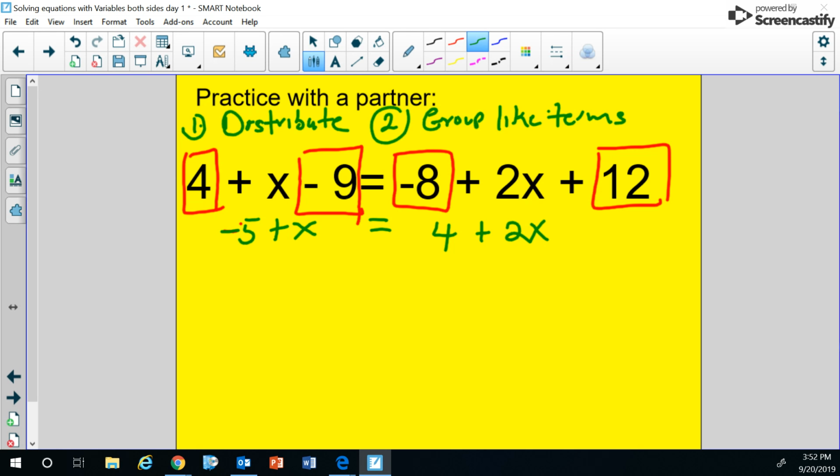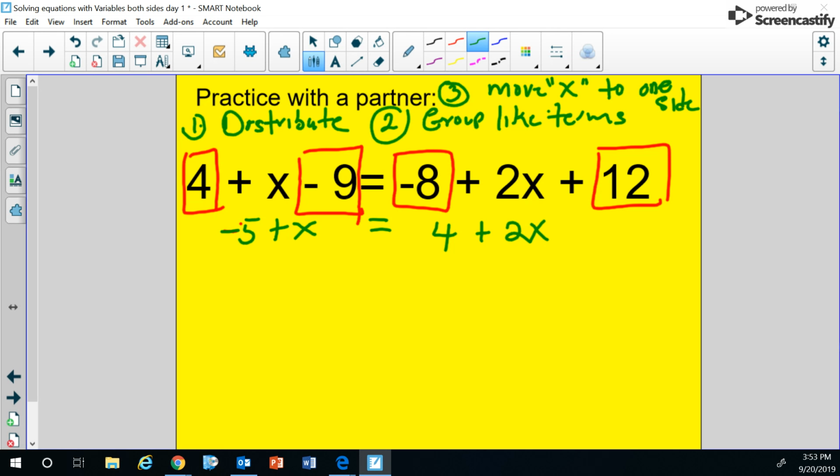After you do that, the third thing I want you to do is move the x to one side of the equation. So let me make that number 3. Number 3 is to move x, x in quotation, to one side. So let's look at doing that now.